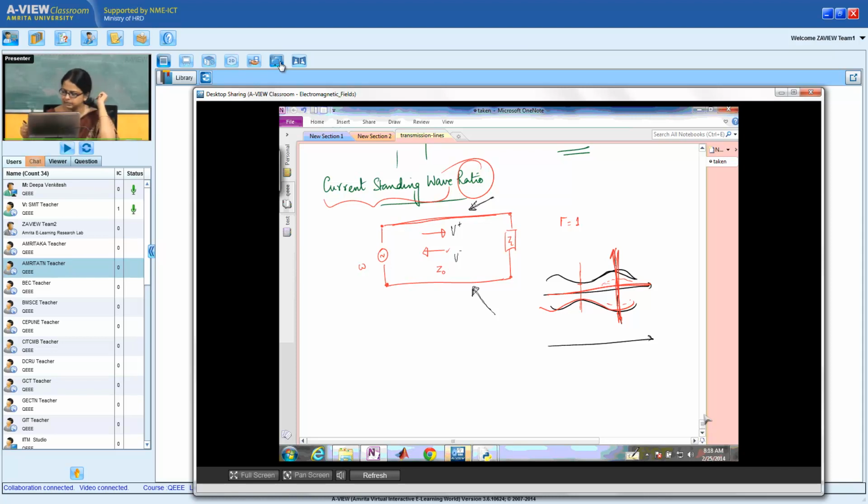It will be useful to work out those tutorials because they will test your understanding, and we can probably have a session to discuss the solutions of the tutorial also.